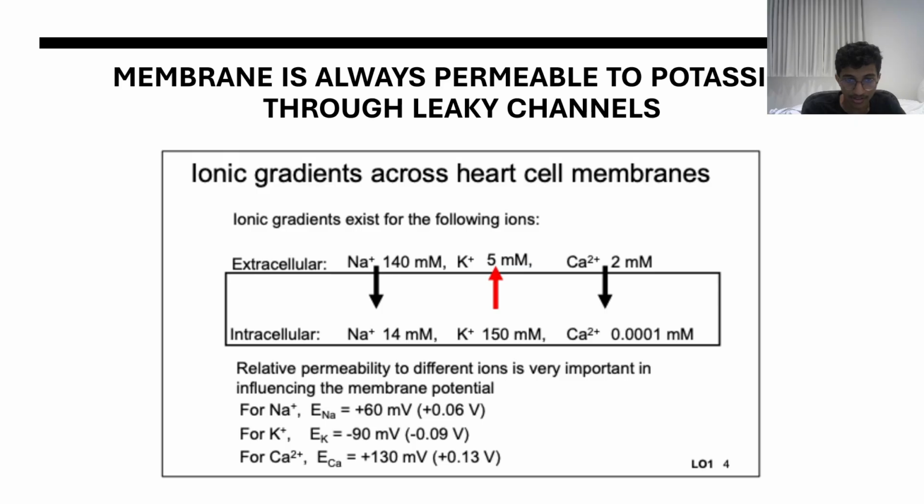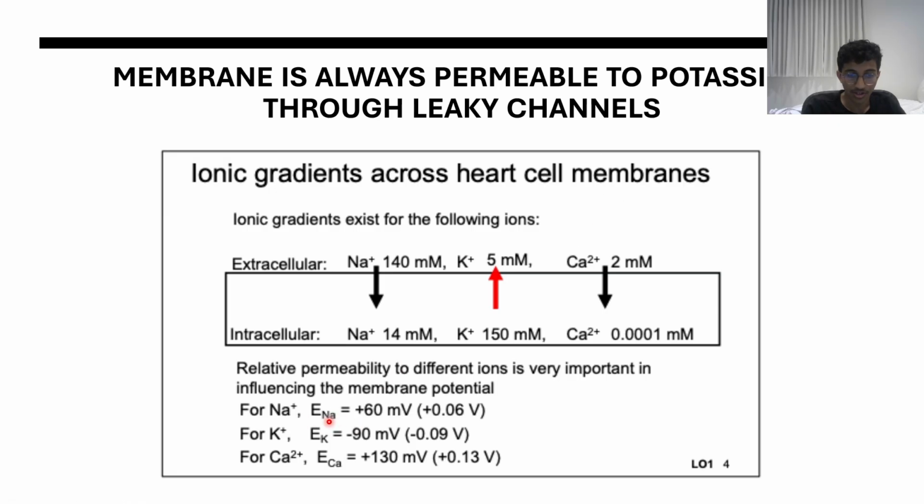The ionic gradients: sodium and calcium are higher outside of the cell when we're talking about cardiac muscle and cardiac cells in general. Sodium and calcium are always high outside of the cell, so they want to move into the cell. Now potassium is higher inside the cell, so it wants to move out of the cell.